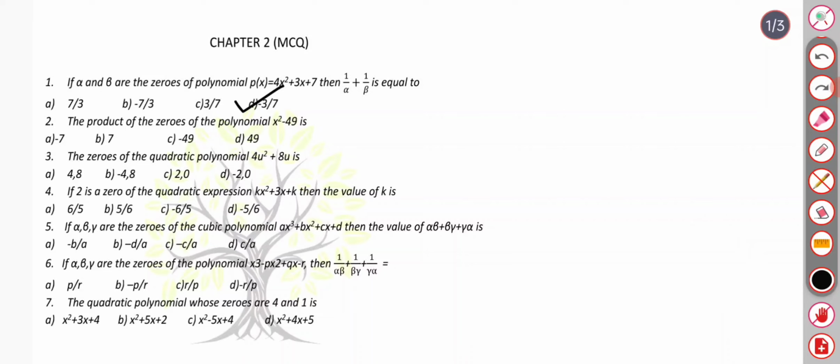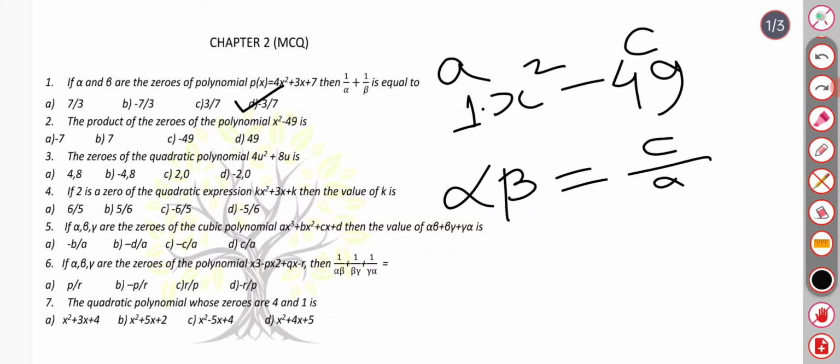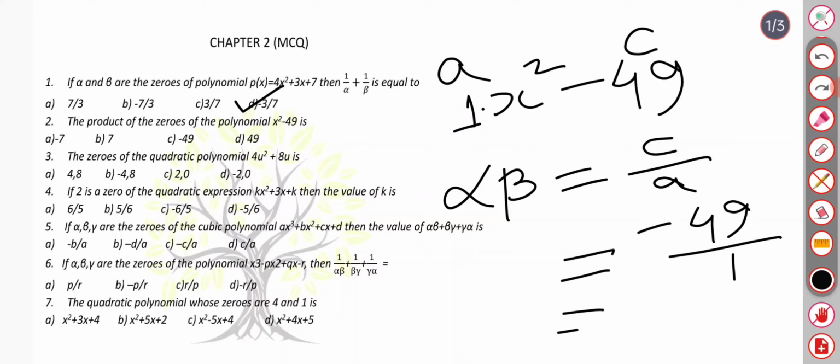Now see question number 2. The product of the zeros of the polynomial x square minus 49. So we need to find the product of zeros of the polynomial x square minus 49. The coefficient of x square is 1. So if you observe here, a is 1 and c is minus 49. Here b value is missing. So product of zeros alpha into beta, formula is what? c by a. So in this question c is how much? Minus 49. a means 1. So ultimately our answer is minus 49. It is option number C.